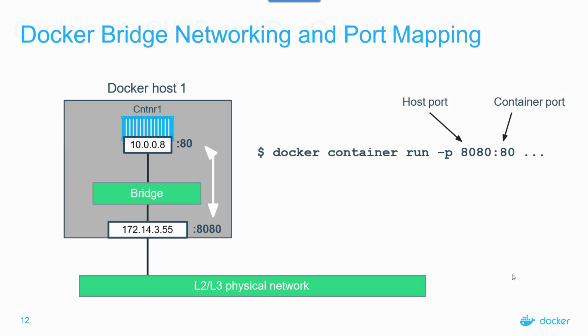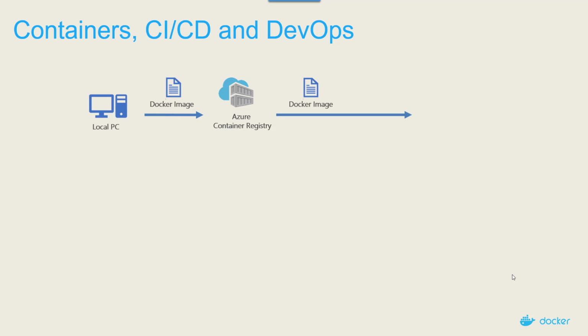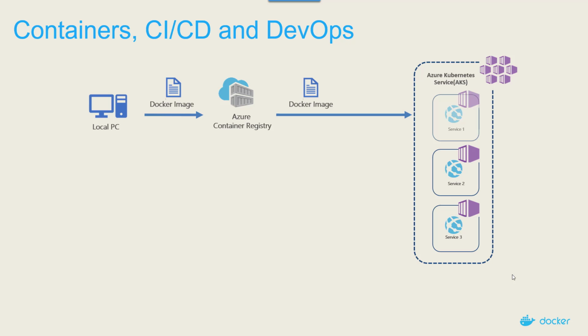Now let's talk about containers, CI/CD, or continuous integration, continuous delivery, and DevOps. This usually starts when you start developing and then have a Docker image, and then you push this Docker image to Azure Container Registry or any Docker registry. Once you have that, you pull the image from the registry and then deploy it, for example, in Azure Kubernetes Service. This is just an example.